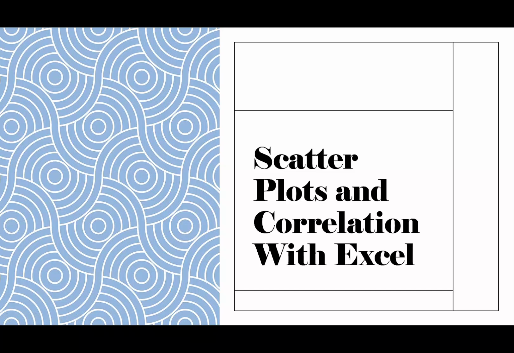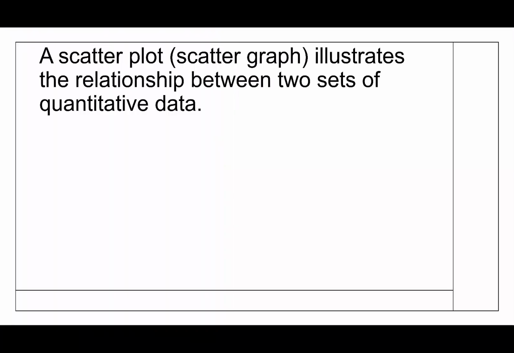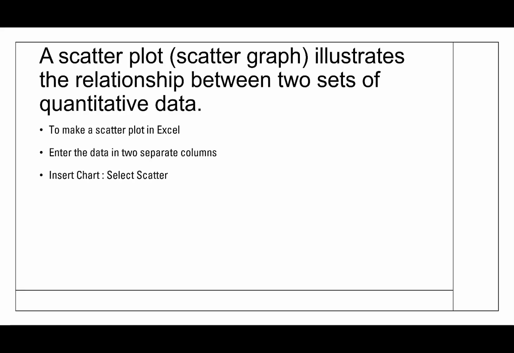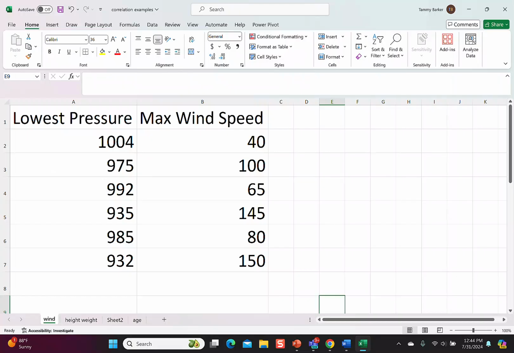Hi everybody, today we're going to take a quick look at scatter plots and correlation with Excel. As a reminder, a scatter plot or scatter graph illustrates the relationship between two sets of quantitative data. To make a scatter plot in Excel, we'll enter the data in two separate columns, then click Insert Chart and select Scatter. Let's take a look at a few examples.